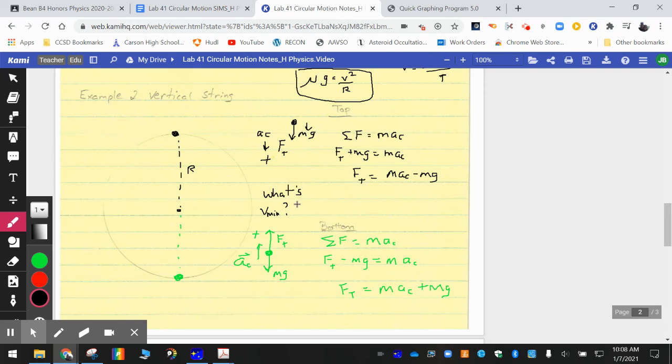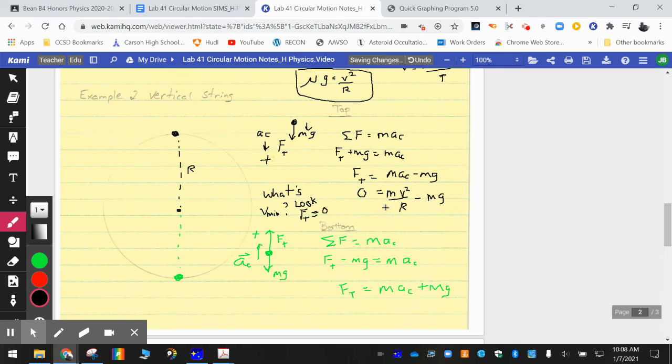So what's V minimum? We have to look at when the force of tension is equal to zero. When the tension is zero, what happens? So up here, this is tension, that's zero. Now here's M. Isn't A_C just V squared over R? Minus mg. Okay.